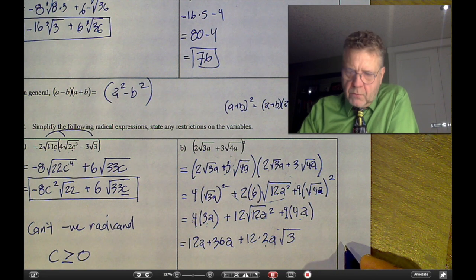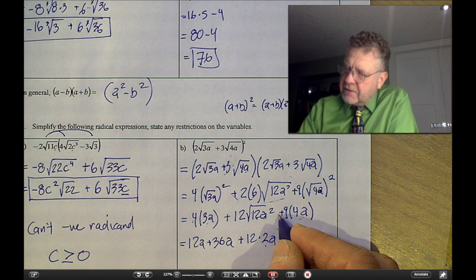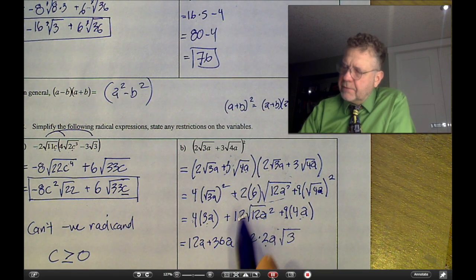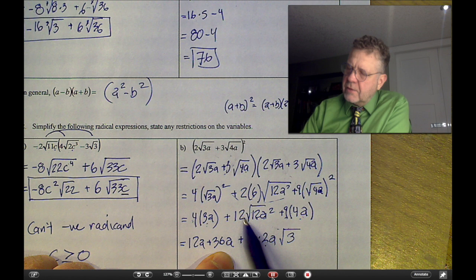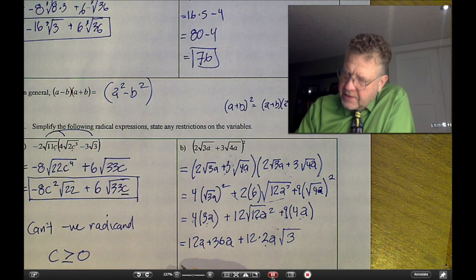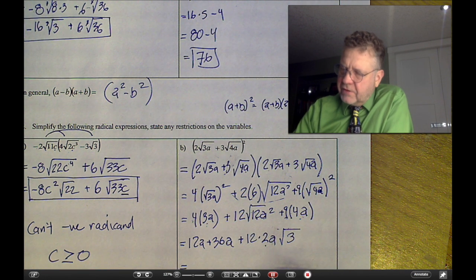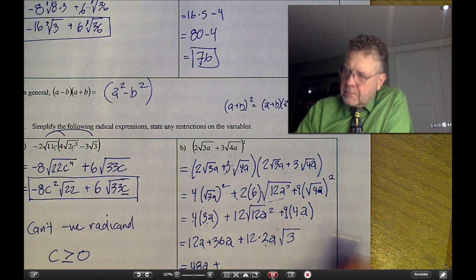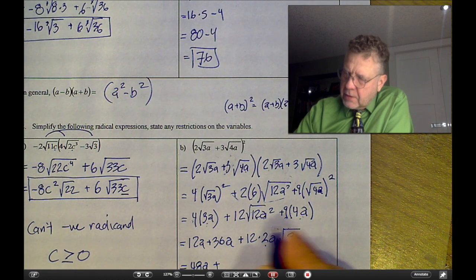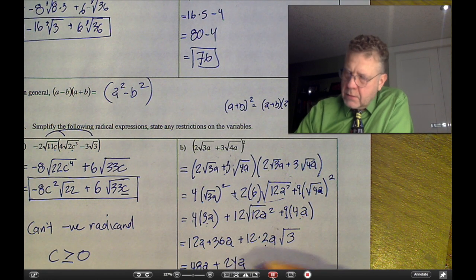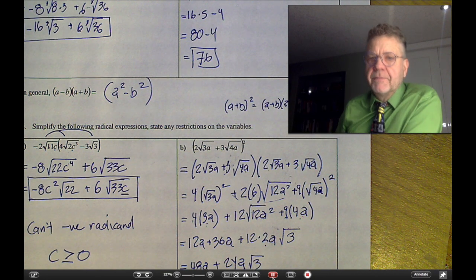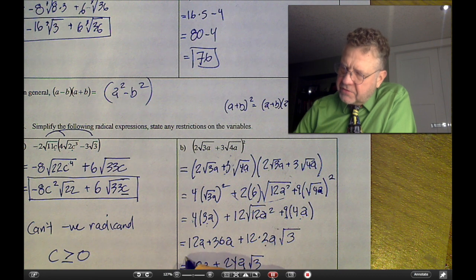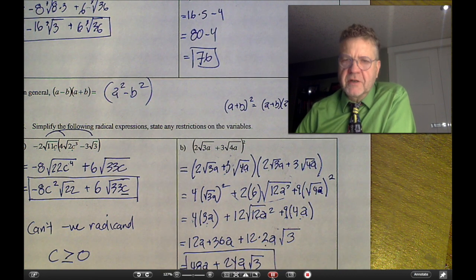All right, what next? Anything else? Oh yeah, the 3 times. Okay, I've already done this over here, right? So this is here, this is here, and then this resolved is here. All right, next step. 12 plus 36 is what? 48a? What's 12 times 2a? 24a. And I can't do anything with the root 3. There we go. Now that looks really messy, but it's the best you can do. It is the most simplified expression that you can come out of this.